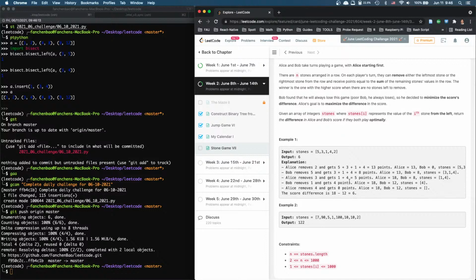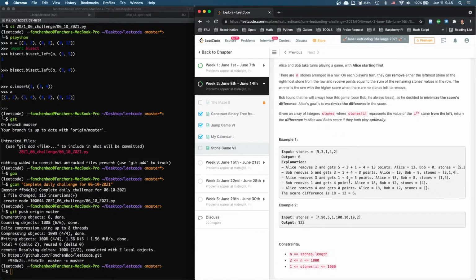Right? So if he removes 4, then he will get 9 points. But then Alice can remove 1, then Alice will get 8 points. Right? And then, let's do it this way. And then Bob removes 3, gets 5 points. And Alice removes 5, gets 0 points. And then Alice will have 21 in total, and Bob will have 9 in total, and the difference is 12.